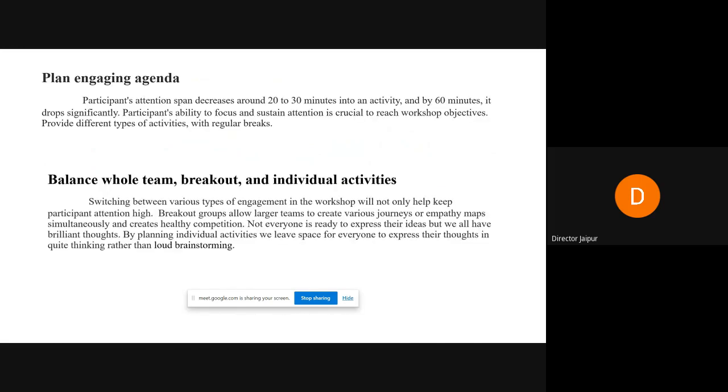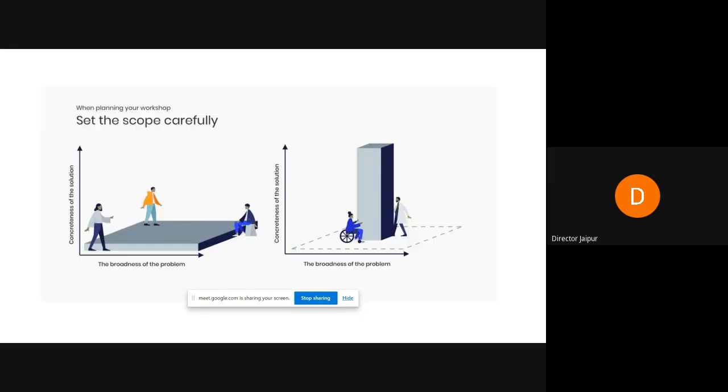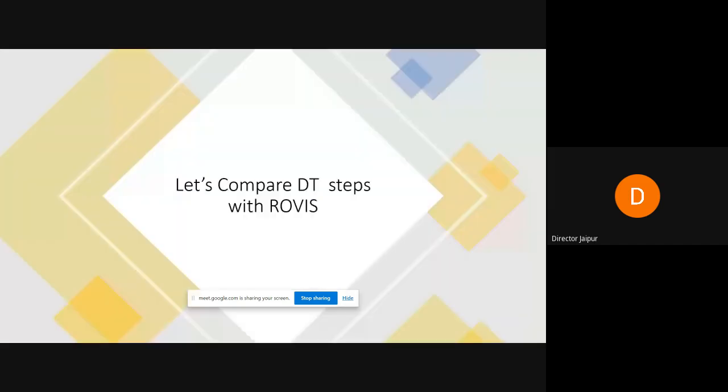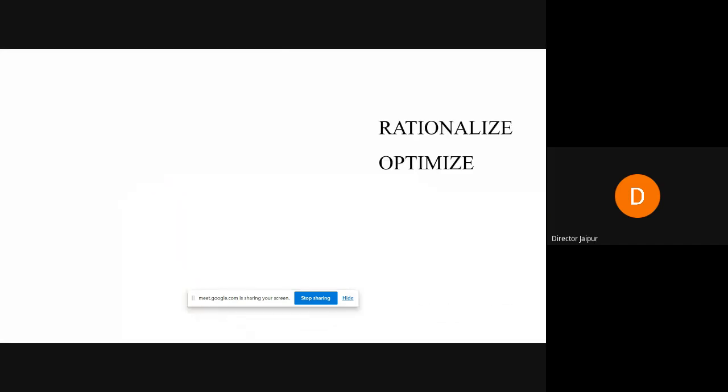These are some things I have already discussed. Now, on design thinking, there is an idea which I worked on before, called ROVIS. It's a similar idea that may also help you in developing the ideas of design thinking. So what was ROVIS? ROVIS was: rationalize, optimize, verify, improve, and stabilize.